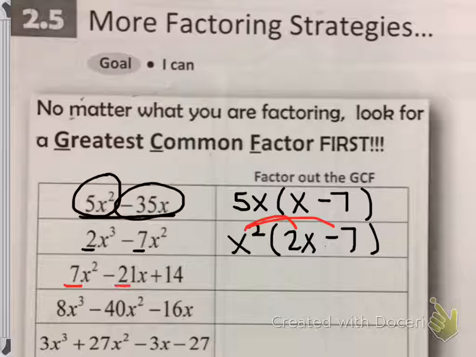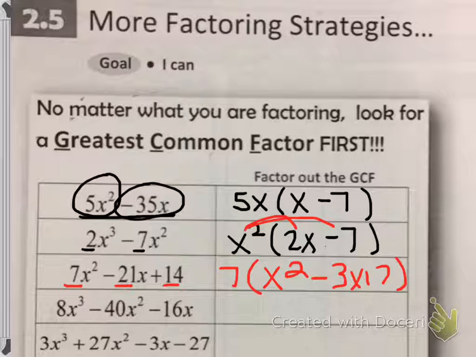Alright, looking at the 7, the 21, and the 14, I can see that they have a 7 in common because they're all multiples of 7. So I'm going to divide by 7. I'm going to be left with x squared minus 3x plus 2. And so I really just take out the greatest common factor.